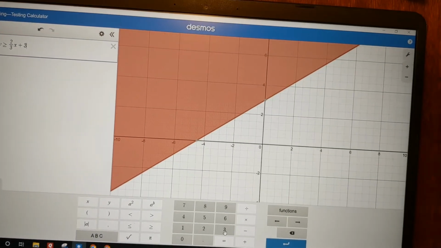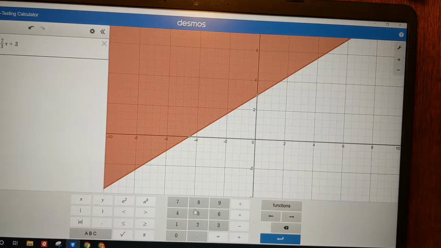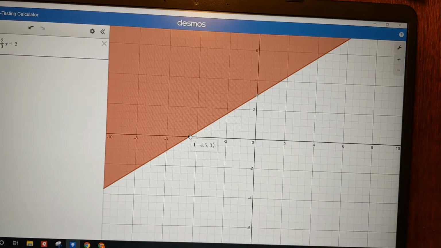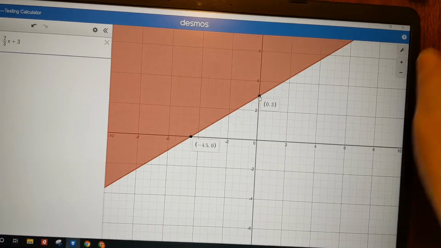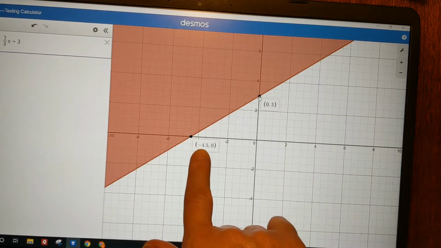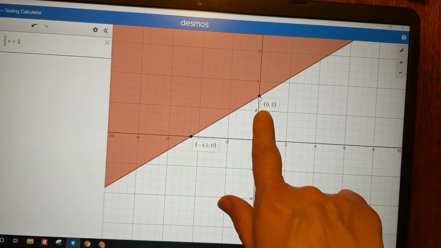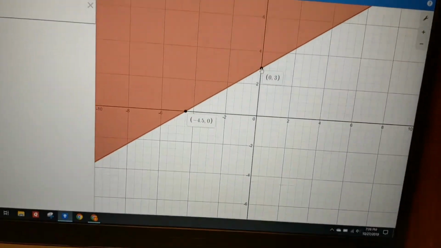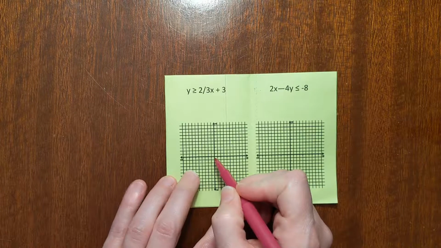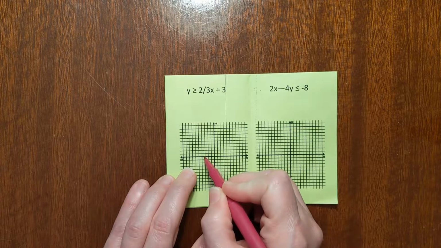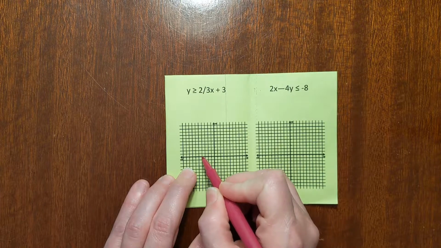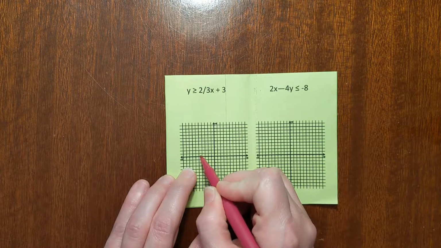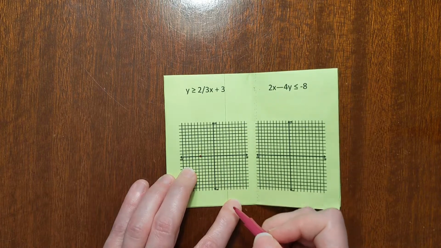So you notice Desmos has just graphed that inequality for me. So remember, what we need to do is click on our x-axis for the x-intercept, and then the y-axis for the y-intercept. And so I see that my x-intercept is negative 4.5. My y-intercept is (0, 3). So you want to plot those 2 points on your paper. So let's do that. On the x-axis, I'm going to go over to negative 4.5. So I'm going to go to negative 4, and then halfway in between negative 4 and negative 5. So there's 1 point. There's my x-intercept.